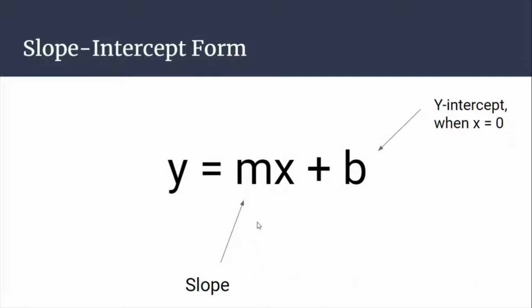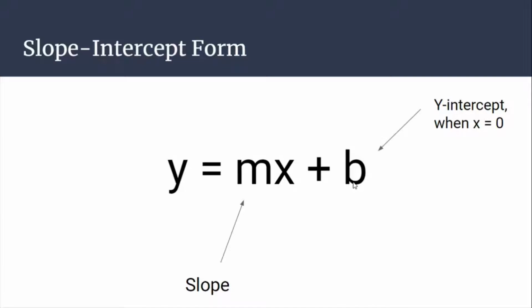This is the slope-intercept form. The slope-intercept form is y equals mx plus b, where m is equal to the slope, and we'll see in the next examples and the next forms that m usually represents the slope, and b represents the y-intercept. Hence the name slope-intercept form, because it includes both the slope and the intercept.